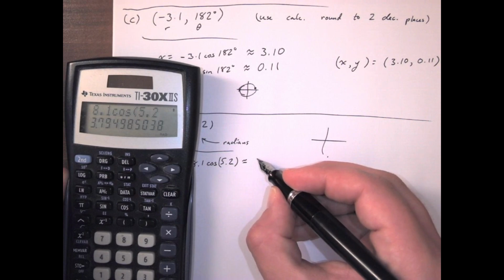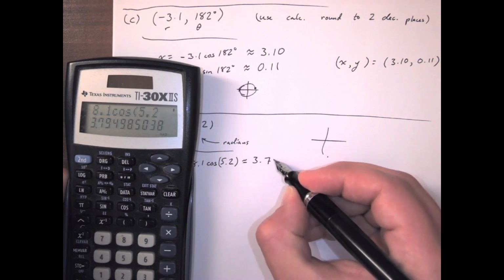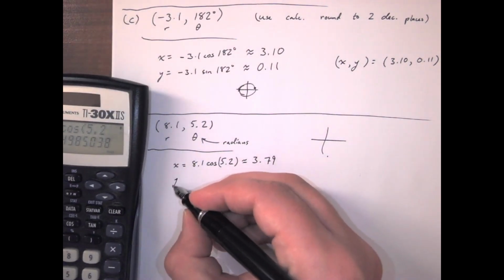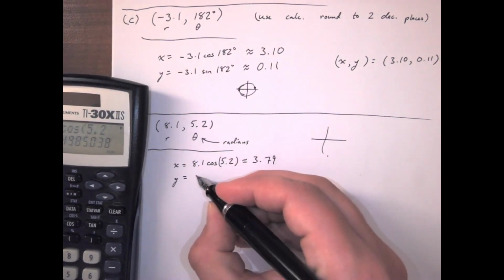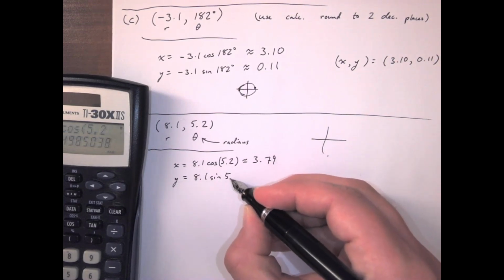So make sure your mode is right in order to make sure that your answer will be reasonable. So 3.979. That's a little bit more reasonable, not so far out there. And then for the y, that's equal to 8.1 sine 5.2.